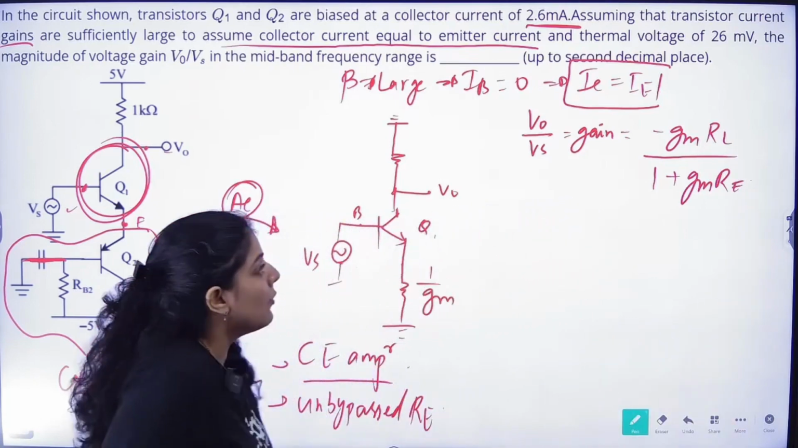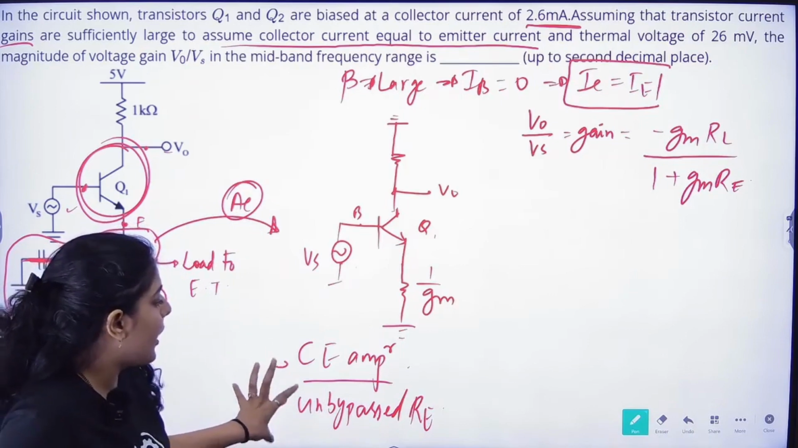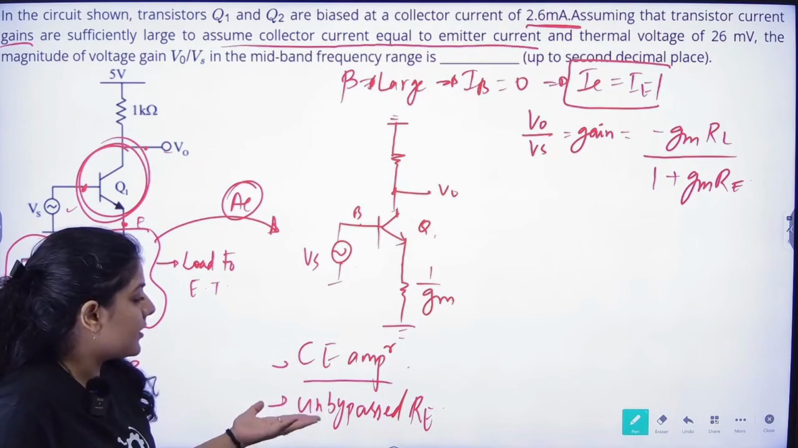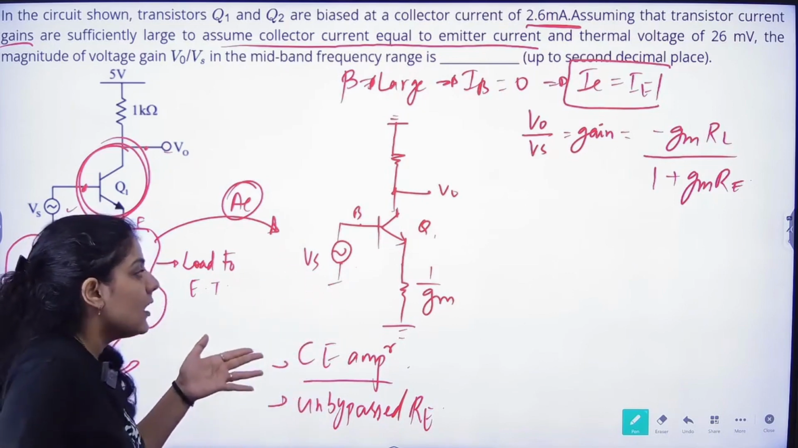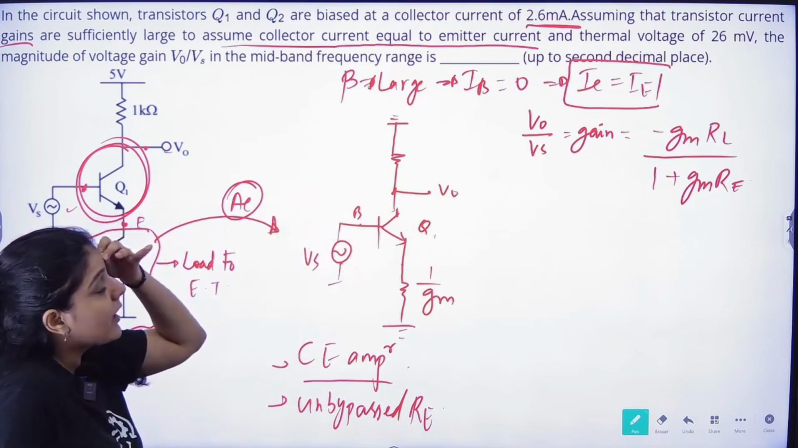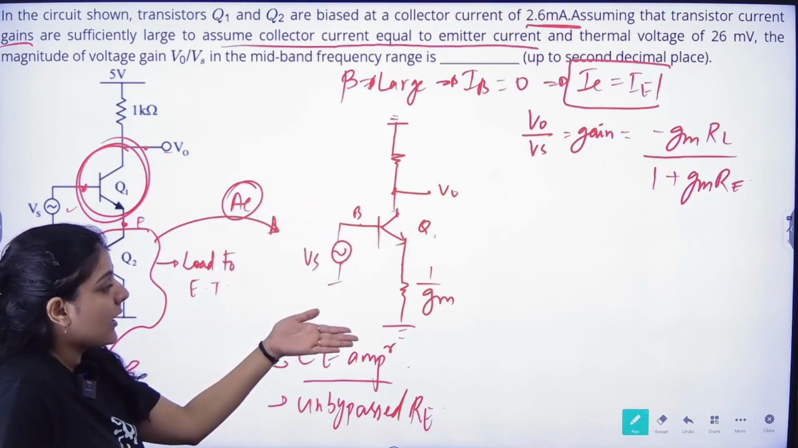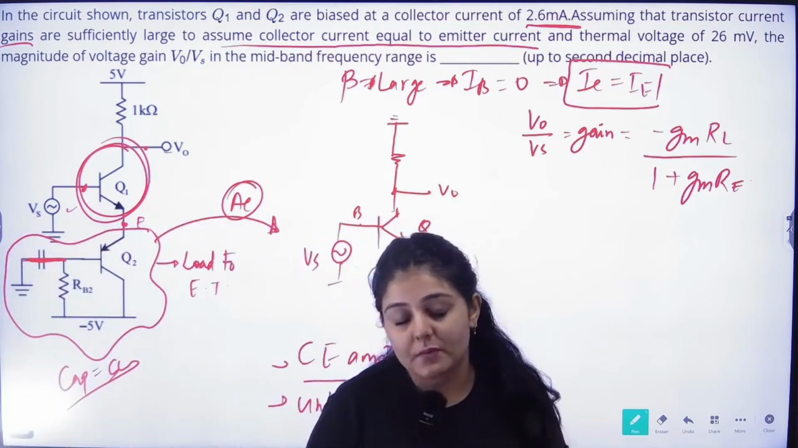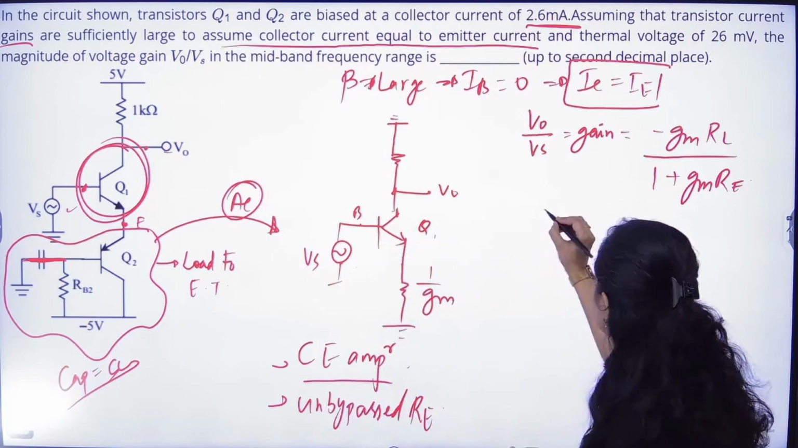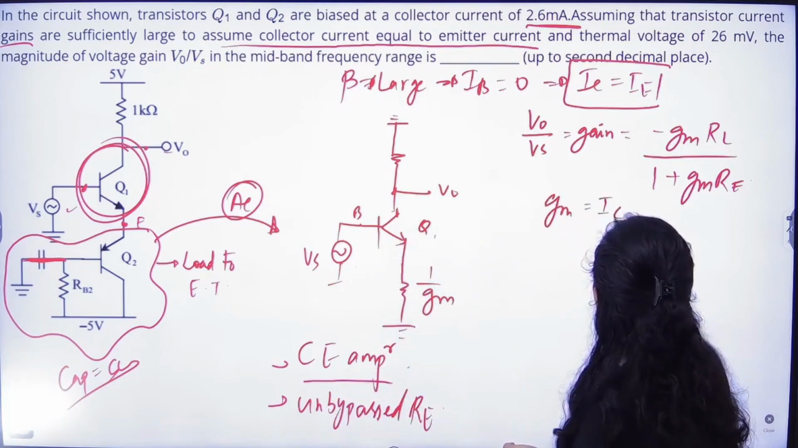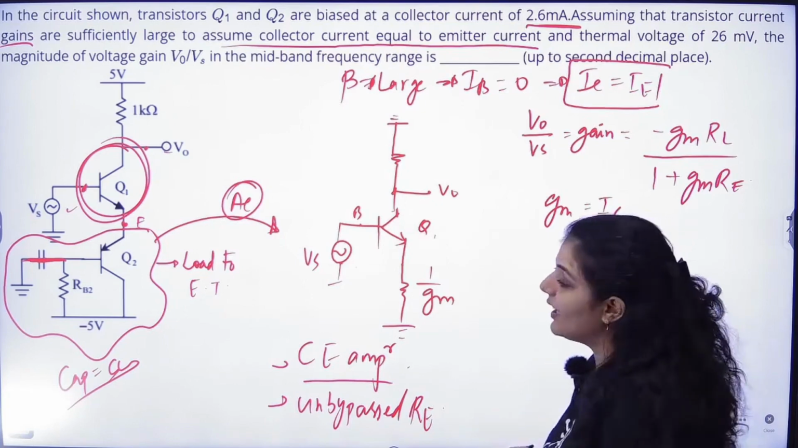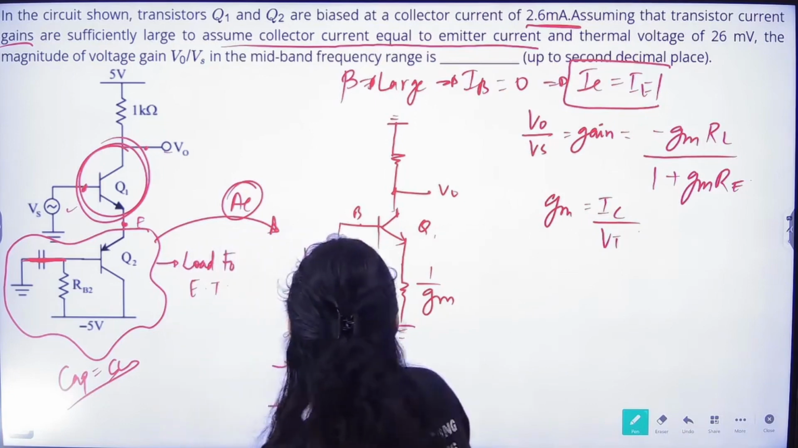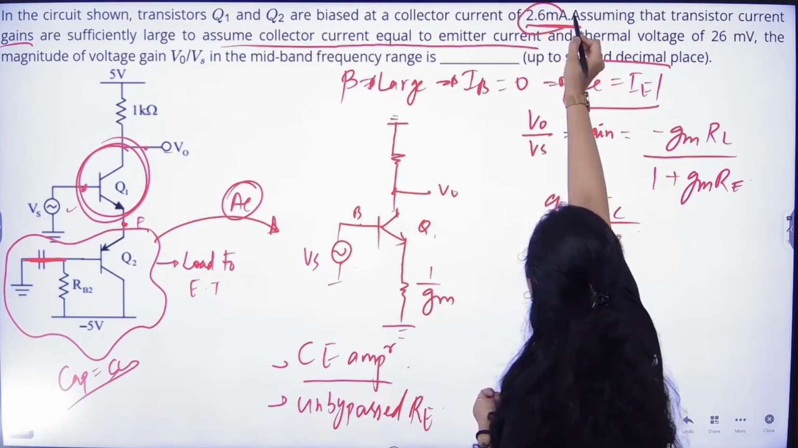Right, this is the voltage gain of a common emitter amplifier with unbypassed emitter resistance. Now in this case, RL is given to us, RE is also known. We have to find the value of Gm. How can we find Gm? Again, it is the same: Gm is equal to IC by VT. VT we know, and IC is given to us, which is equal to 2.6 milliampere.